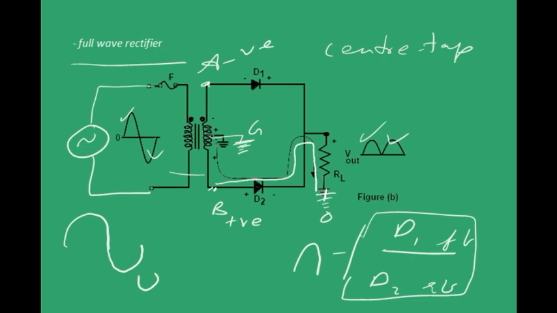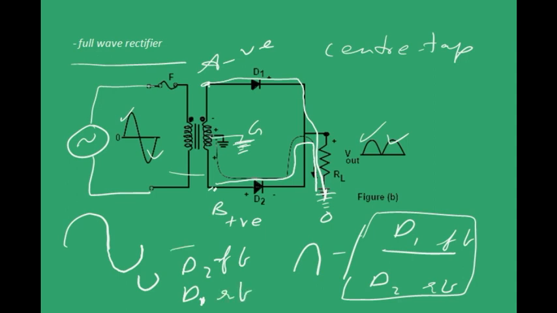So what can we say? For the negative half of the cycle, D2 conducts, that is, D2 is in forward biased condition, and A is negative, right? And hence here it is grounded. So what can we say? D1, sorry, D1 is in reverse biased condition.